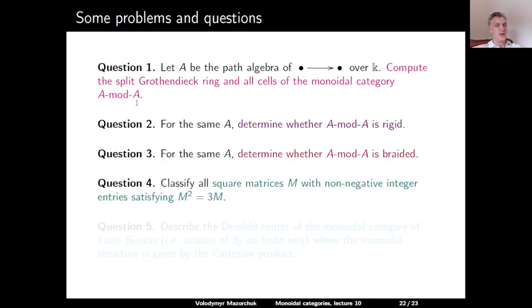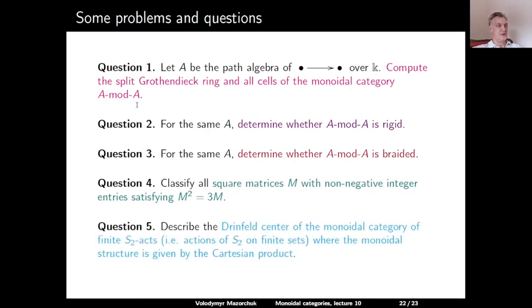Question 4. Classify all square matrices with non-negative integer entries which satisfy the equation that m squared is equal to 3m. Question 5. Describe the Drinfeld center of the monoidal category of all finite S2-sets, which means actions of the symmetric group S2 on finite sets, where the monoidal structure is given by the Cartesian product.